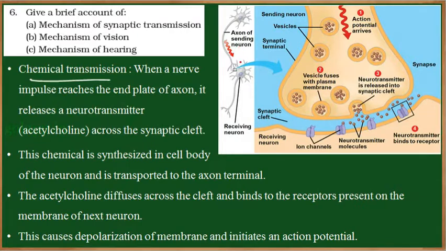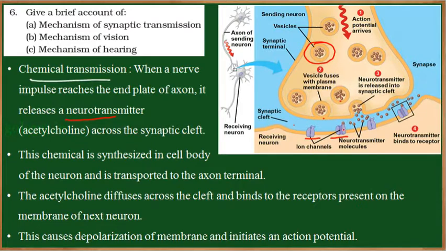Once the action potential reaches the end of the axon, that is the synaptic terminal, the synaptic terminal contains vesicles which store neurotransmitters. The neurotransmitter is acetylcholine. These neurotransmitters are released into the synaptic cleft. Once the impulse reaches the end, the vesicles bind to the plasma membrane and the transmitters are released into the synaptic cleft. Now on the dendrite of the next neuron, there are certain receptors and channels.